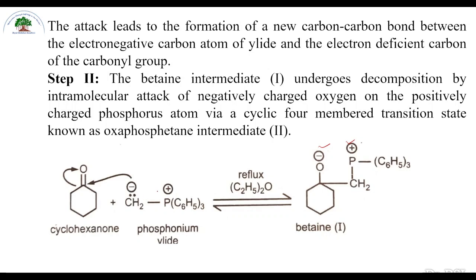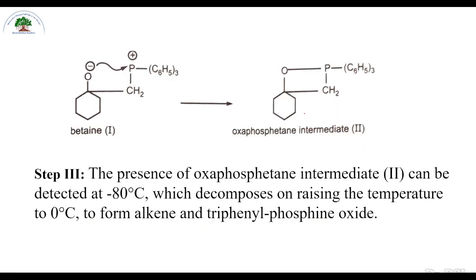In step two, what happened? The betaine intermediate first undergoes decomposition by intramolecular attack of the negatively charged oxygen on the positively charged phosphorus atom via a cyclic four-membered transition state known as the oxaphosphetane intermediate. So the negatively charged oxygen attacks the positively charged phosphorus to form this four-membered ring. And this four-membered ring is known as the oxaphosphetane intermediate.